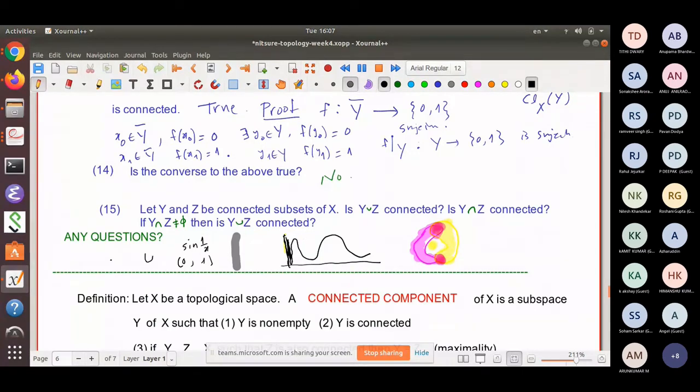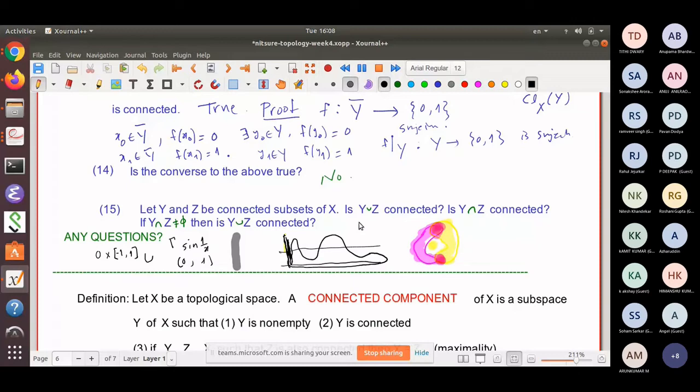So union with 0 cross [-1, 1]. Take this axis and union the graph of sine 1 upon x on this. This is the so-called topologist's sine curve. It's connected but not path connected. Here's the topologist's sine curve. Now, you were saying the topologist's sine curve is an example of something. So what is it an example of?